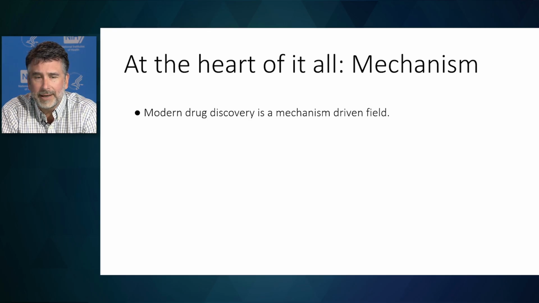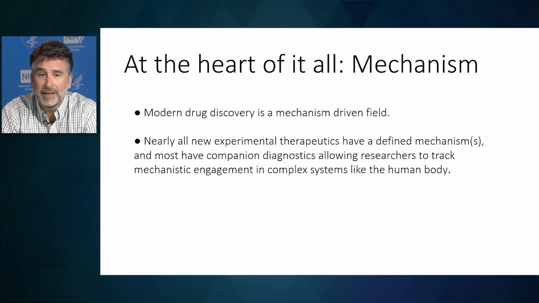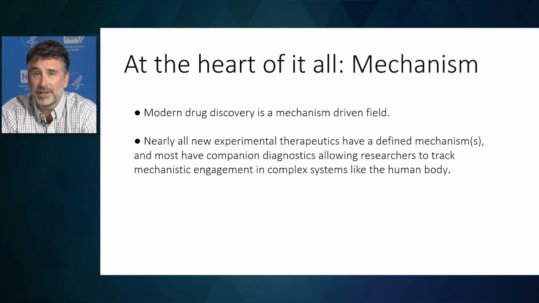It's important, at least for me, and I think for a lot of people who taught me and whom I respect in this field, to bring this down to a core principle. At the heart of this is mechanism. Modern drug discovery is a mechanism-driven field. And it's important to realize that nearly all new experimental therapeutics, and I would probably say all, although I just can't prove that, so I'll qualify it with nearly all, have a defined mechanism, sometimes more than one mechanism. And most have a companion diagnostic that allows researchers to track the mechanistic engagement of that medicine within complex systems like the human body.